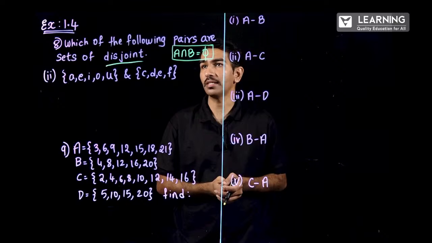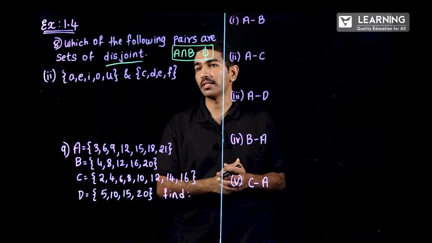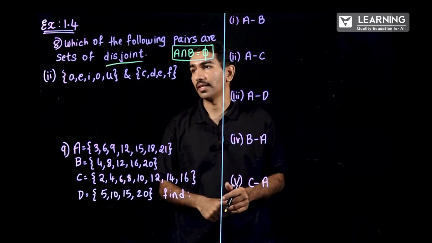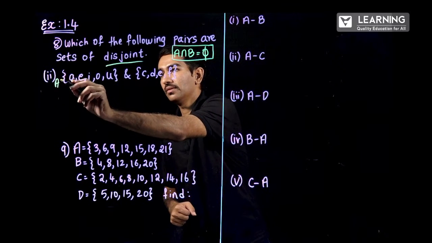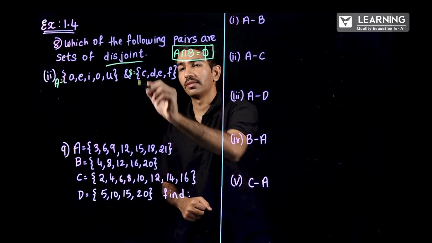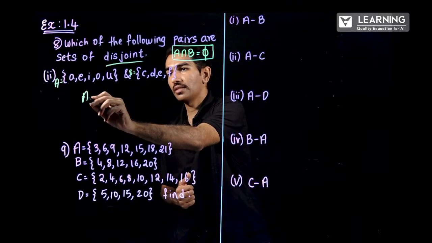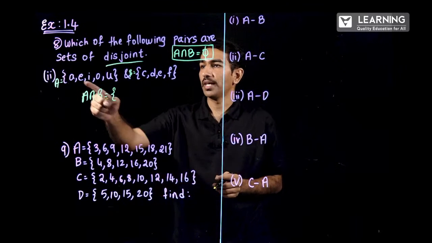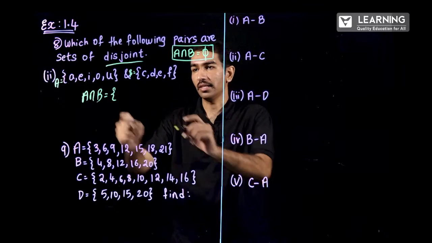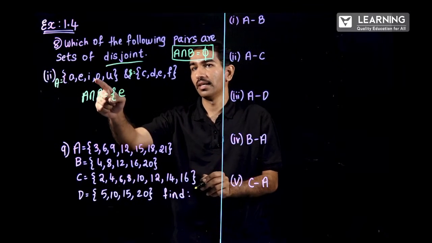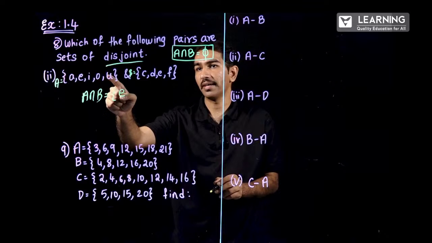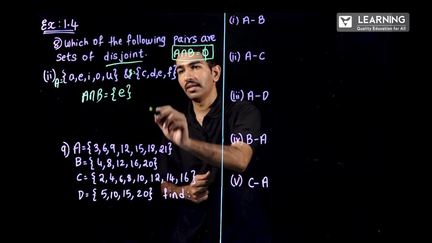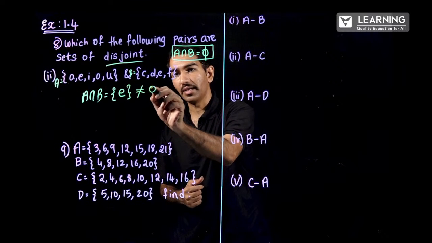Alright, now the question here is, which of the following pairs are disjoint sets? So let us consider this as A, let us consider this as B. Alright, so let us write A equal to and B equal to. So what is A intersection B here now, students? Are there any common elements between them? Do we have A? No. Do we have E? Yes, we have E, so write E. I we don't have, O we don't have, U also we do not have. So A intersection B is equal to E, which is not equal to the empty set.